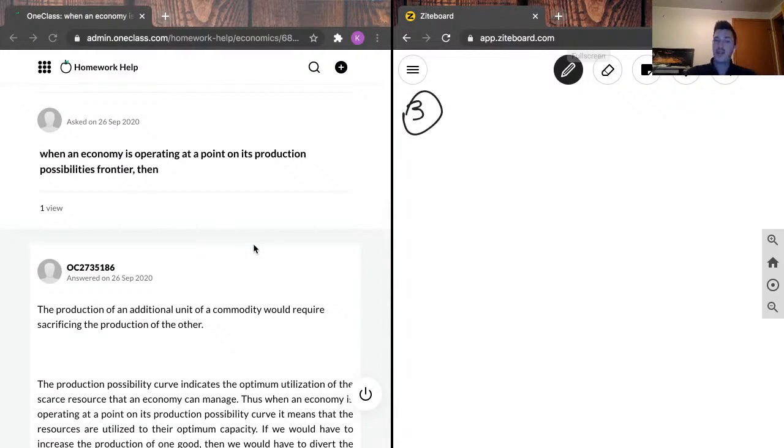Another possible answer that's really saying the same thing is that when an economy is operating at a point on its production possibilities frontier, then they're running at a Pareto optimal point, or a technically efficient point.